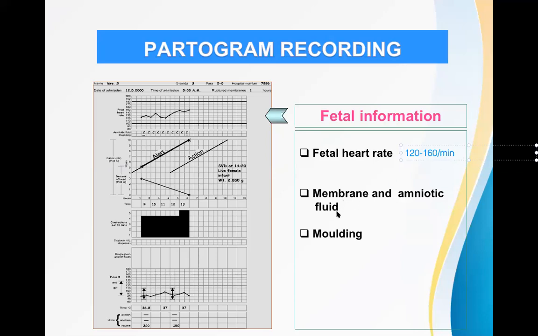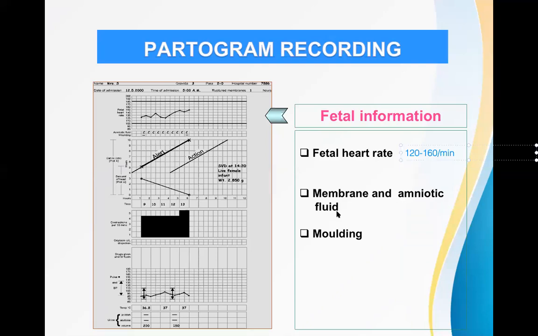Membrane and amniotic fluid. Now, whether the membrane is intact or already ruptured, we can find that by per vaginal examination. And if amniotic fluid is leaking, what is the color? So many times I've explained this. It has to be the normal color. But if it is meconium stained amniotic fluid, that also signifies the fetus is having distress or hypoxia. So that is never normal.